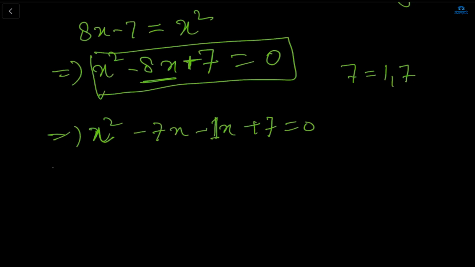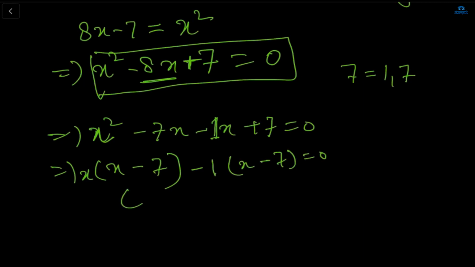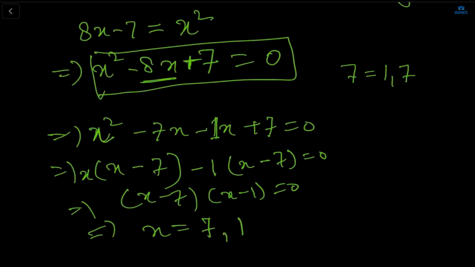So if we are going to take the common, minus 1 x minus 7. So it will be x minus 7 and x minus 1. Okay, so which implies that x is equal to 7 and 1. Okay, 1 and 7 can be the values.